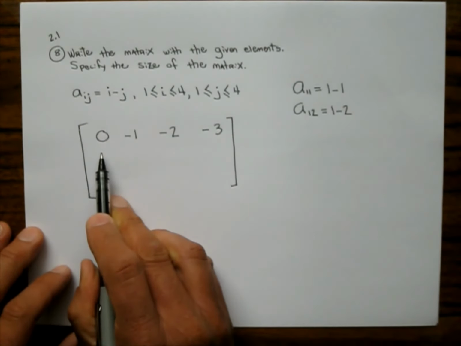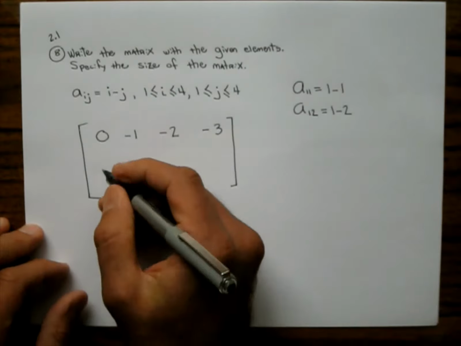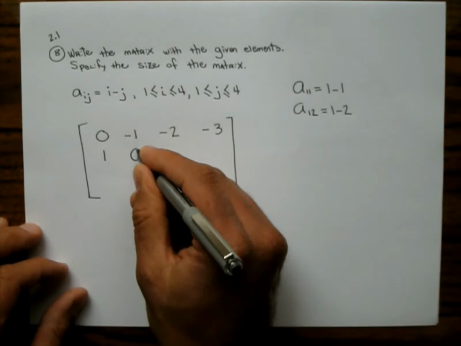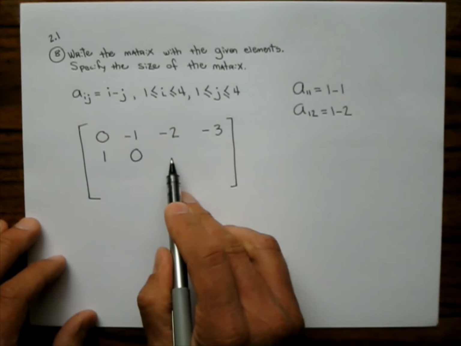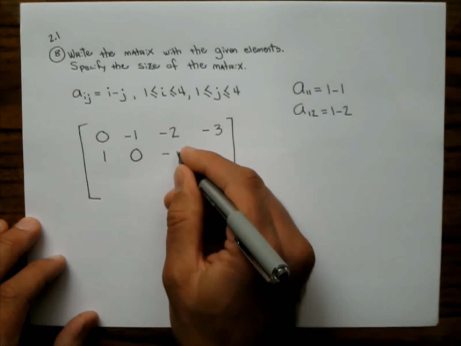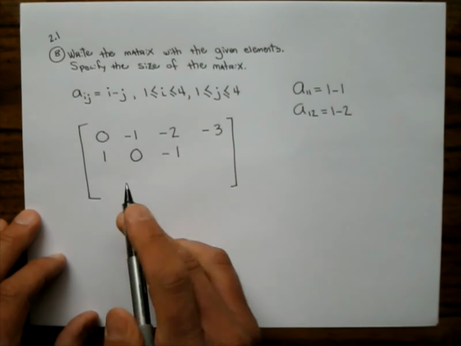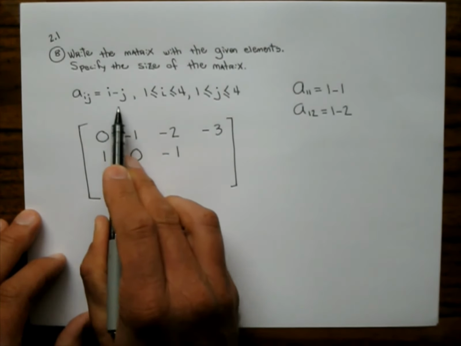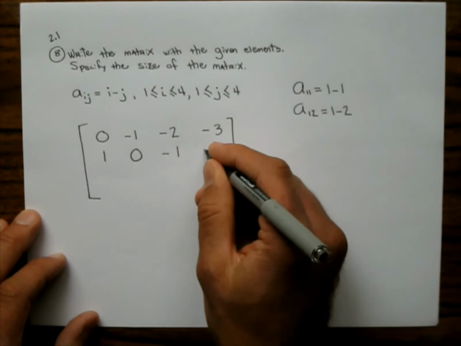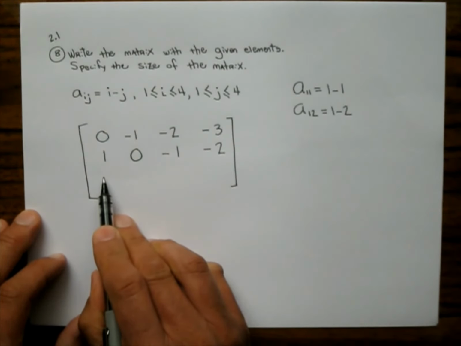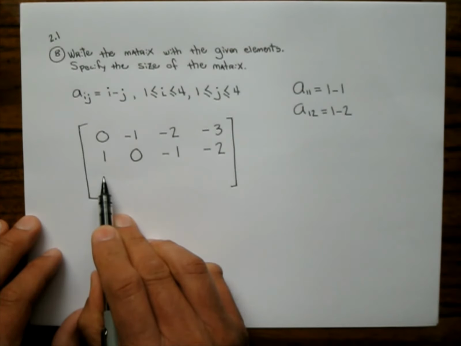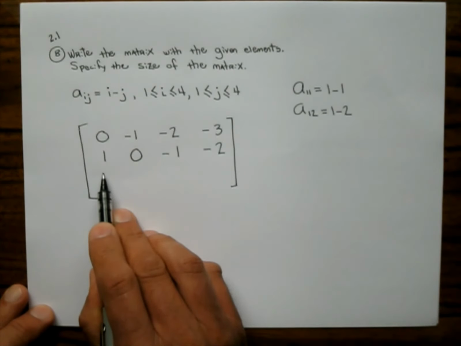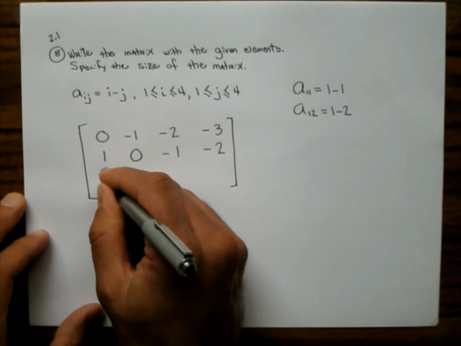A21 is going to be 2 minus 1, which is 1. You'll see a pattern on this. And then 2 minus 2 is 0. And then A23, 2 minus 3 is negative 1. You probably already see the pattern. It looks like we have integers, and they are decreasing by 1 as you go across the row. So this one's going to be negative 2. Then row 3, A31, which is 3 minus 1, which is 2.